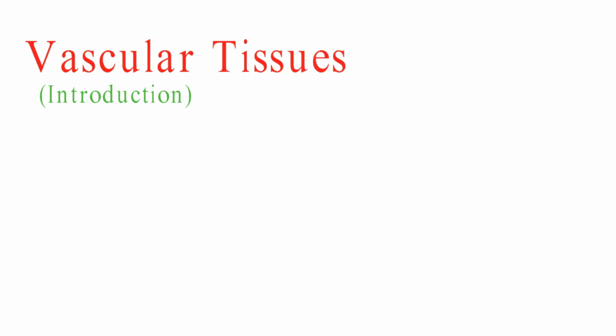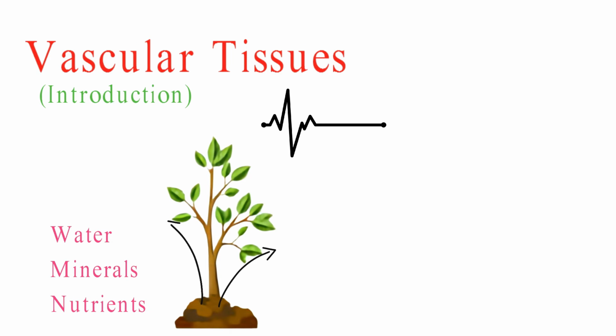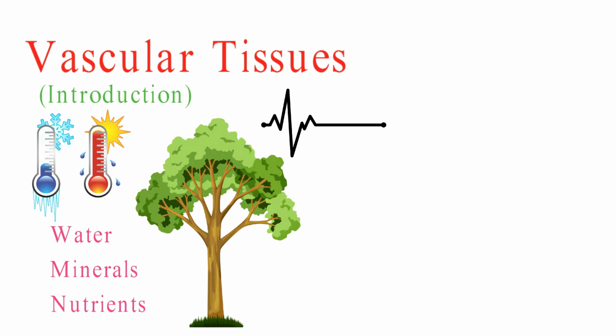Plant vascular tissues are the lifelines of plants, responsible for transporting water, nutrients, and organic compounds throughout the entire plant structure. Vascular bundles have been around for hundreds of millions of years. They are a key innovation in plant evolution, allowing plants to grow taller and adapt to various environments.